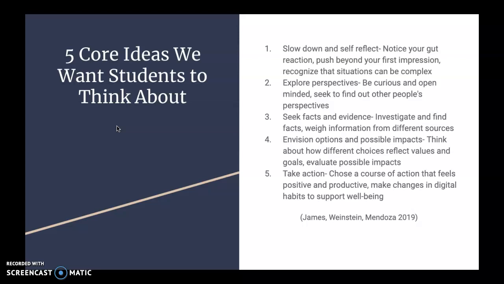3, seek facts and evidence. Investigate and find facts. Weigh information from different sources. Don't just go to the same place to get your news constantly. Go other places. See if you can get your eyes opened a little bit.